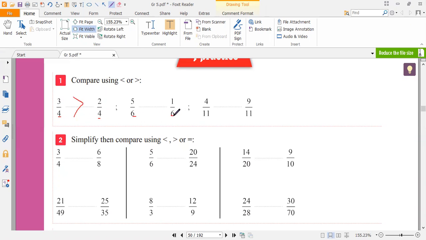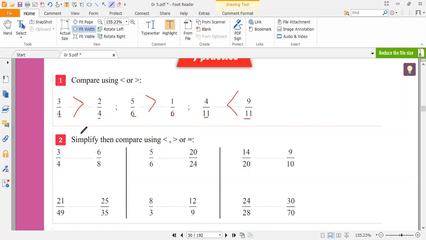Same denominator here. We look at the numerator. 5 is greater than 1, so 5 sixths is greater than 1 sixth. 4 elevenths and 9 elevenths. Same denominator. So the greater numerator gives the greater fraction. Now look at exercise 2.